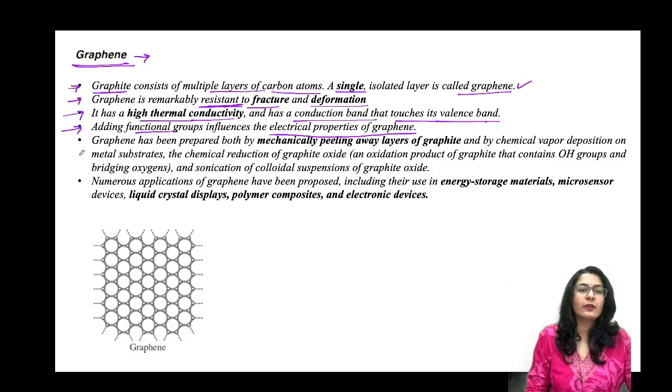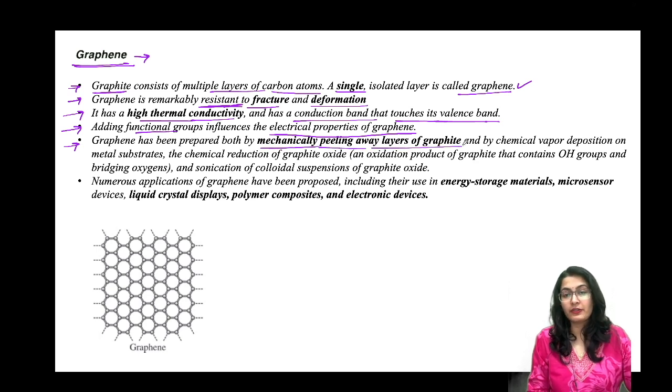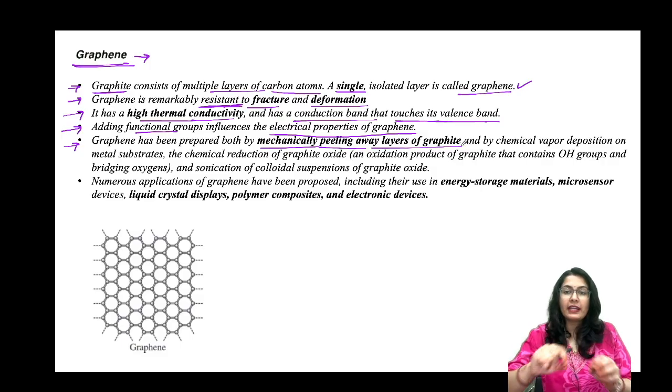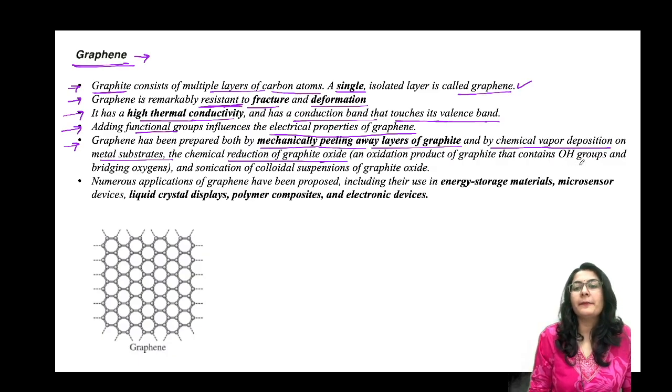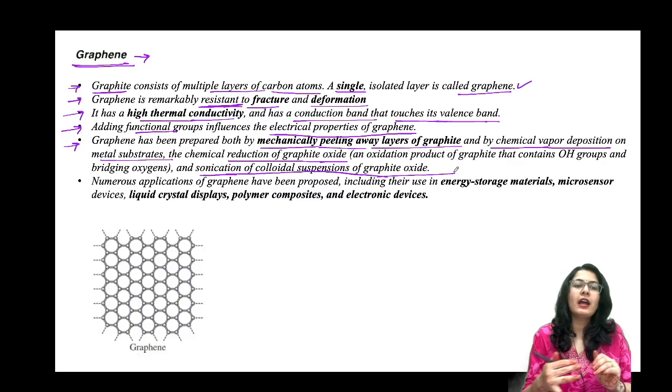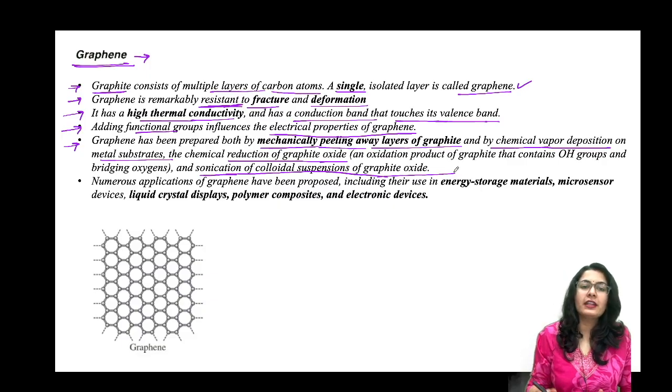That is very obvious. Graphene has been prepared both by mechanically peeling away layers of graphite, mechanically removing layers of graphite, I don't know how that is done, and by chemical vapor deposition on metal substrates. The chemical reduction of graphite oxide, and sonication of colloidal suspension of graphite oxide. So these are just different methods by which graphene is being made. The more important thing is to know the properties of graphene.